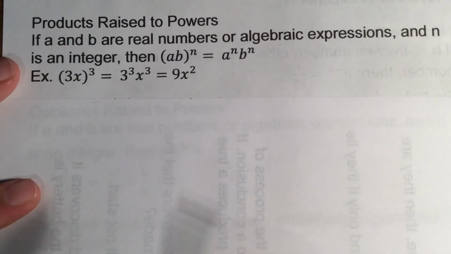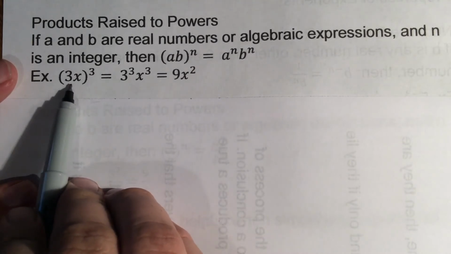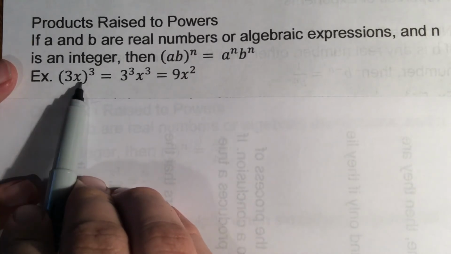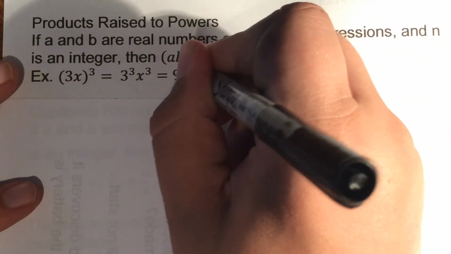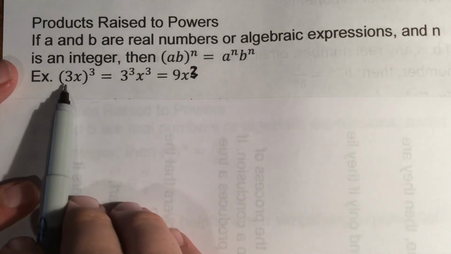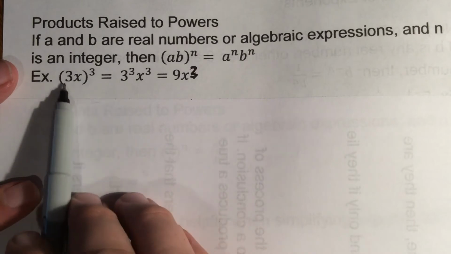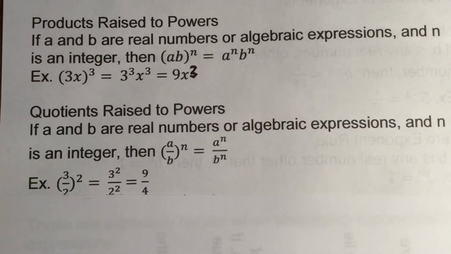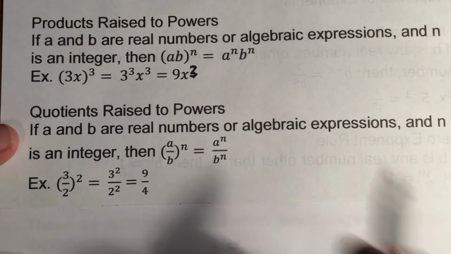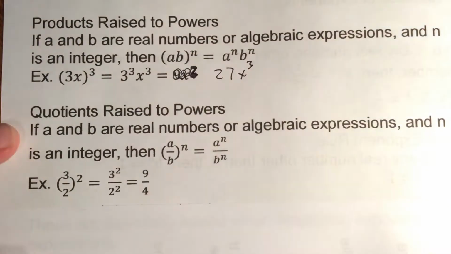Product is raised to power. So this is what I was talking about. If we have 3x in here, we have two things being multiplied, two factors. So we have a product here. Each of those is going to get that to the third. Now, this is a typo. This should be to the third here. Right? So 3x to the third. So the 3 gets to the third, the x gets to the third. And even then, wow, this is just all wrong. This should be 27x to the third.